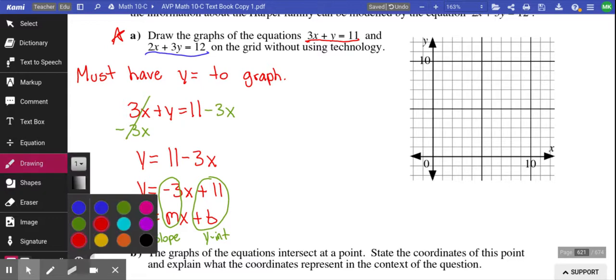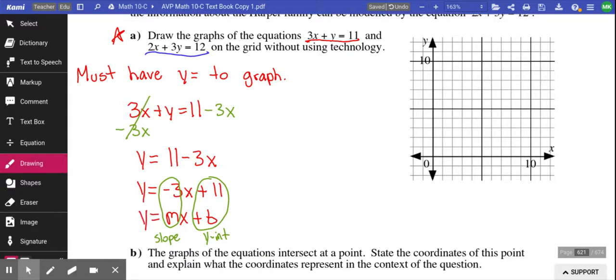So I can graph this by starting and putting a dot at my y-intercept. I know my line is going to go through that point right there, positive 11. And then I'm going to use my slope to find the next spot. My slope is -3. So that means I go down 3, 1, 2, 3. And if there's no denominator to your slope, that means it's a 1. So we move over 1. And we hit that point right there.